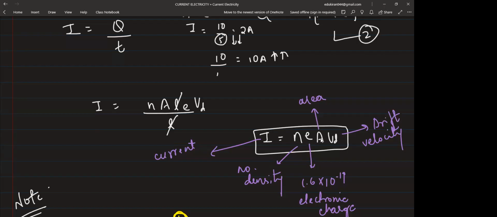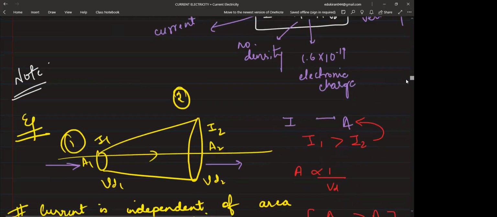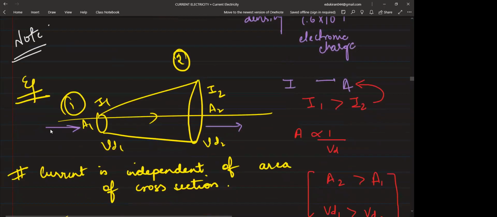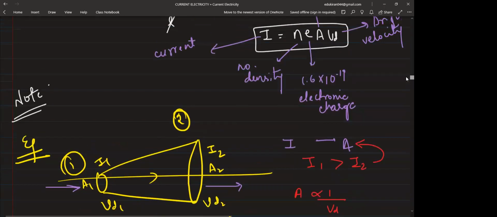But the logic behind it is that whatever current has entered, exactly that amount of current will leave. That's why even when the area increases, the current remains the same. So current is independent of the area of cross section. And if you look at the formula, I is equal to NEAVD.